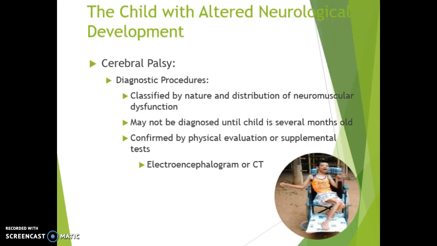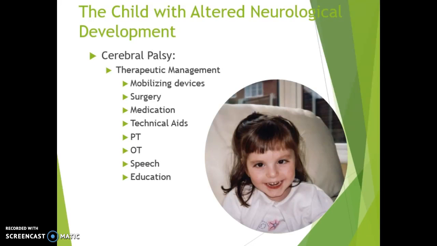So how do they diagnose cerebral palsy? It's diagnosed by signs and symptoms. Sometimes the child is several months old. Sometimes, like I said, they start to see signs almost immediately at birth. And they do an EEG, which looks at how the brain is actually sending signals. And then sometimes they do a CT to see what kind of damage has been done. You can see this little girl. She's adorable.